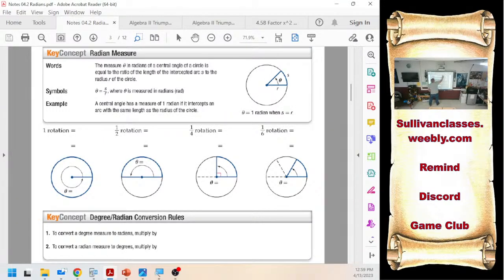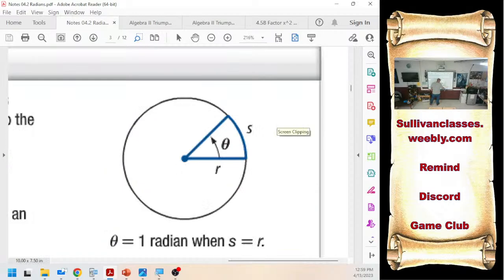Okay, at the top, next to this, I want you to write, because this is a huge, huge deal, that 1 radian, which is rotation or angle measure, is equal to 1 radius, which is length.